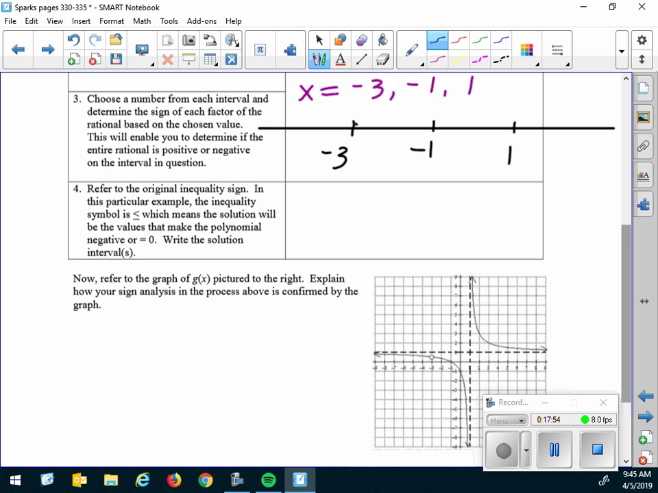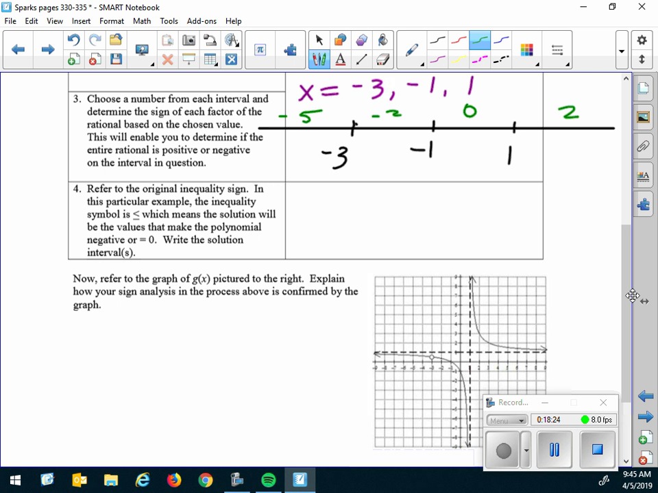All right. Choose a number from each interval. Let's pick a number that's less than -3. Pick a number between -3 and -1. Pick a number between -1 and 1. Thank you for picking 0 and 2. Fine. Now let's look at what we're going to do with it. Determine the sign of each factor of the rational function based on the chosen value.